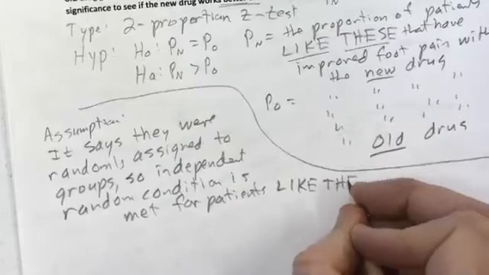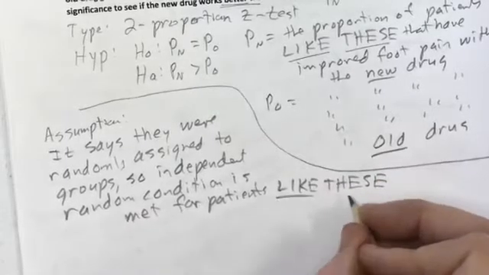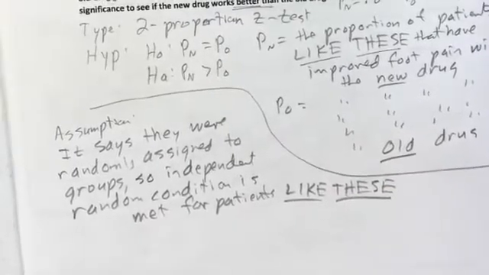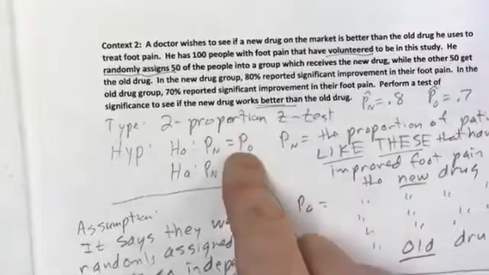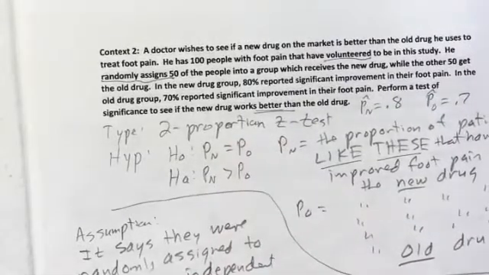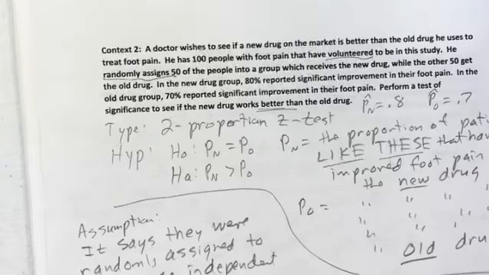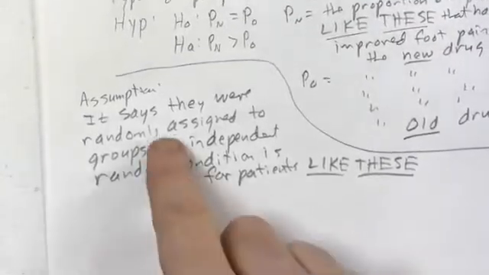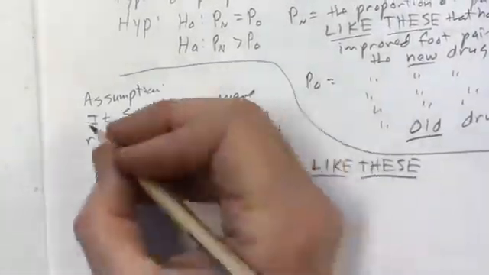We have to say for patients like these, because they were not randomly selected, they were randomly assigned. The fact that they were randomly assigned in an experiment allows us to draw the conclusion that there could be a cause and effect relationship going on here, and it's not just correlated, as we talked about earlier in the year. So our random condition is met because they're randomly assigned, so that's important.